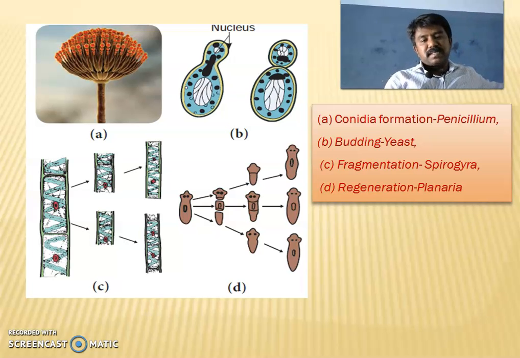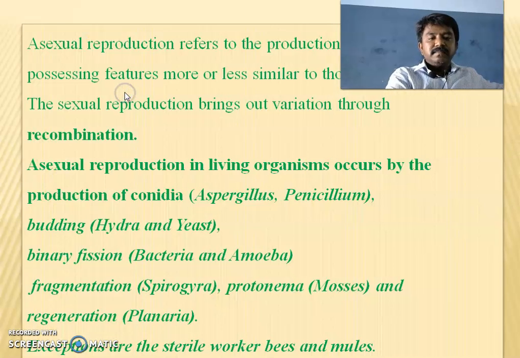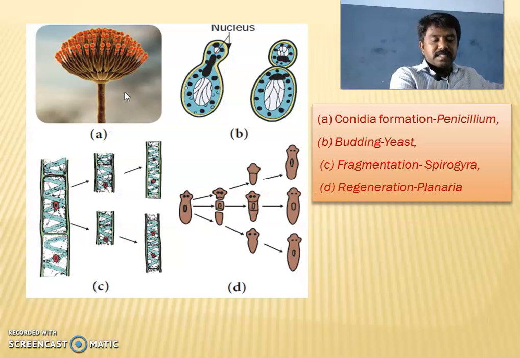This is asexual reproduction. Examples of asexual reproduction. The first one, conidia. Formation of conidia in Penicillium. Penicillin, the medicine for pain, comes from Penicillium notatum. See the first diagram, conidia.